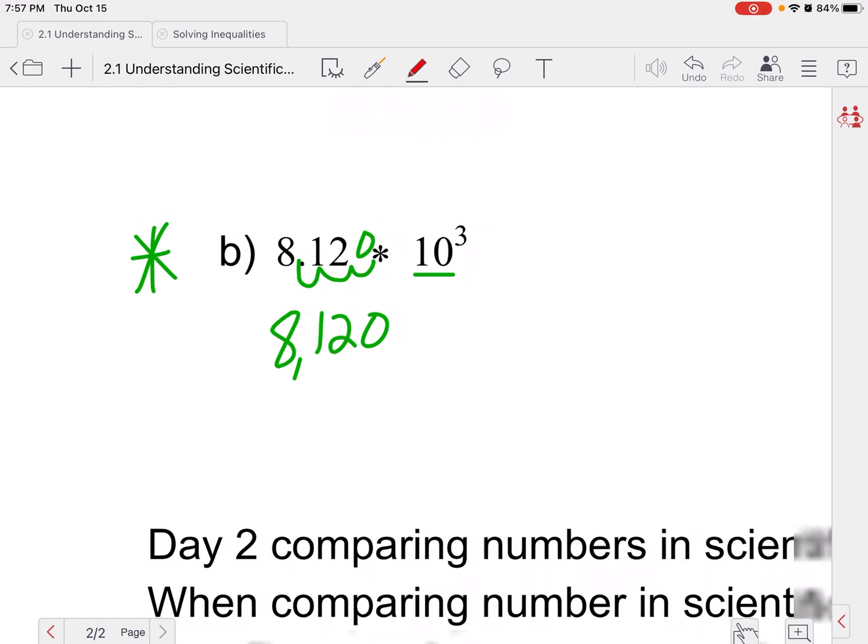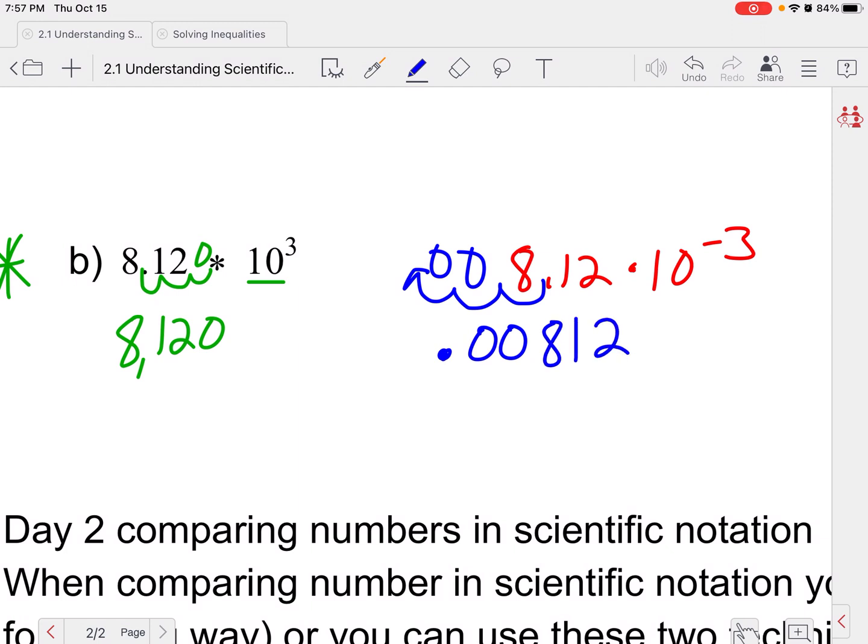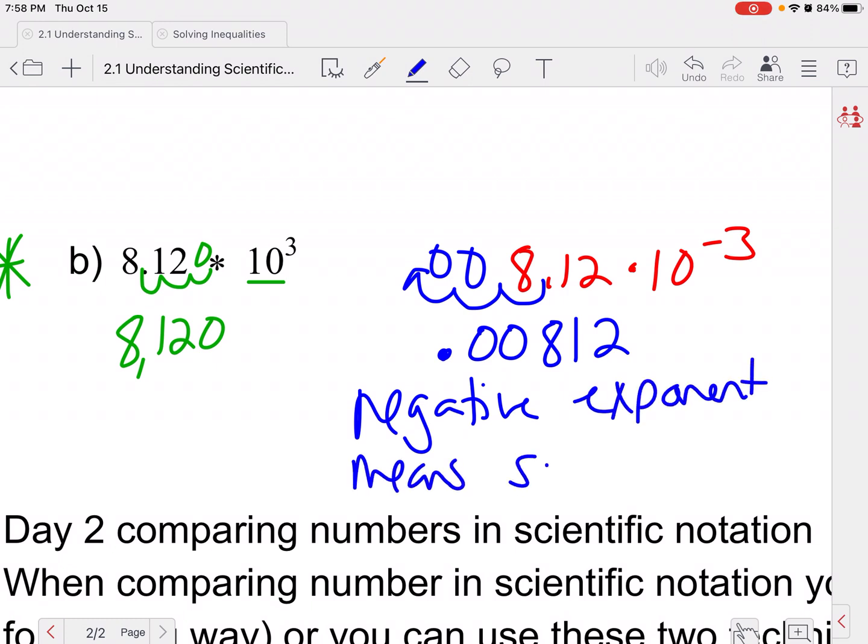Now let's say we take the same number, 8.12 times 10 to the negative 3. Okay. So that's like dividing by 10, dividing by 10, dividing by 10. So my number is going to get smaller. So 1, 2, 3 this direction. So I get 0.00812. So a negative exponent means a smaller number.